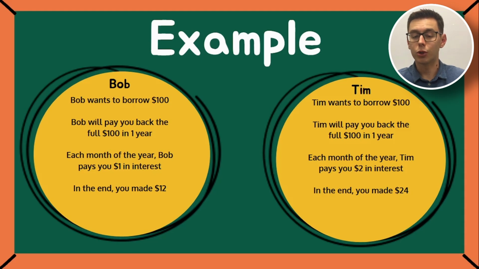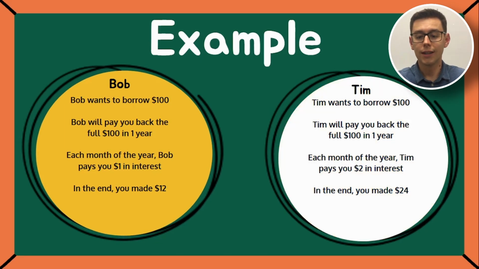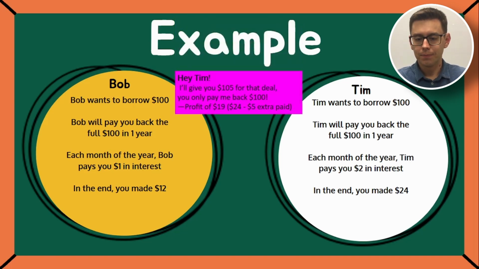So if you had the option between these two deals to loan Bob or Tim $100, which one would you take? Right? It's obviously going to be Tim, right? Because he's going to pay you double the amount of money in interest. You're going to make $24 as opposed to $12 for loaning the same $100. So what does this have to do with discounts or premiums or bonds? Well, let's take a look here even further.